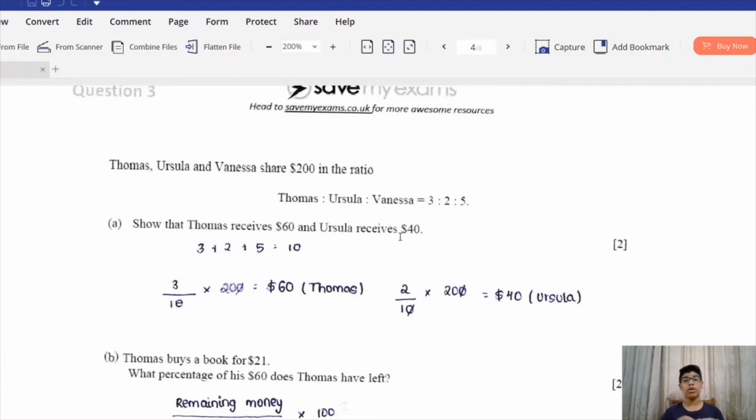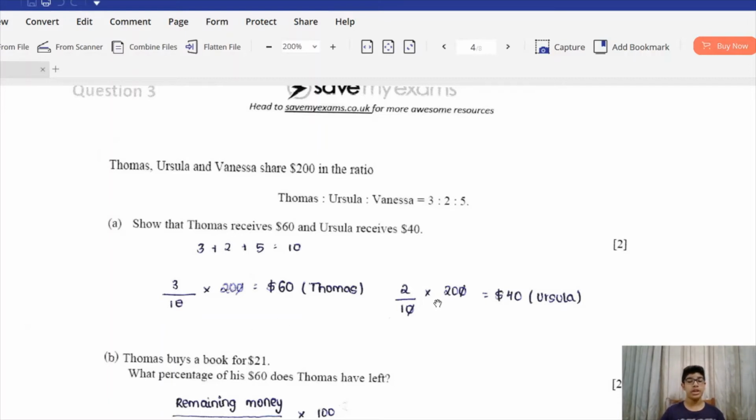So again, we're going to add all the ratios. So 3 plus 2 plus 5 is 10. And then we're just going to take the value for Thomas, which is 3. So 3 over 10 multiplied by 200 is basically $60. We have shown that Thomas receives that.